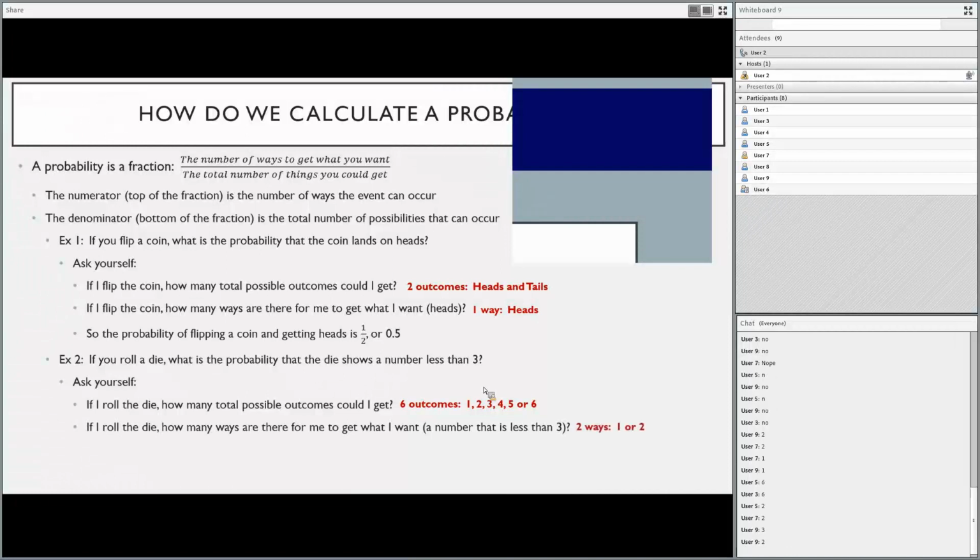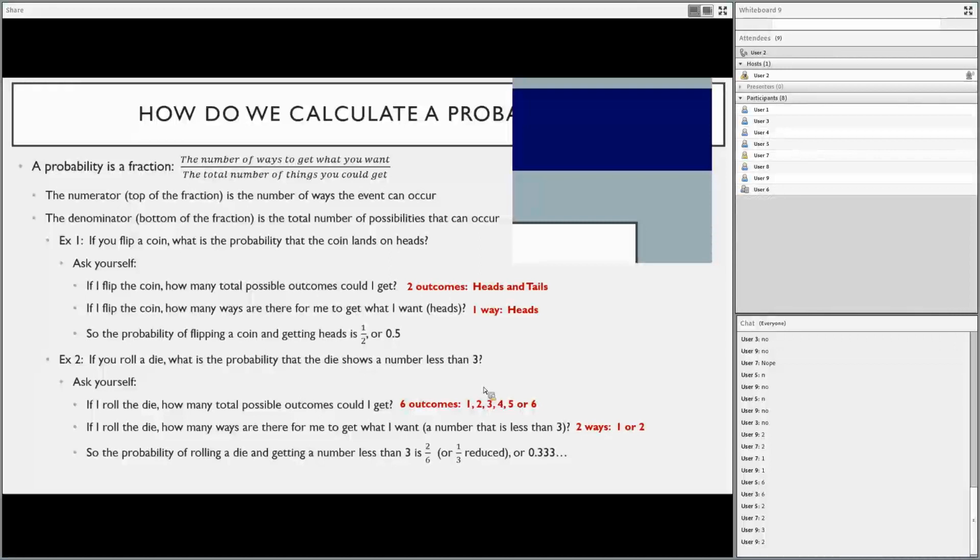Okay, so how many ways can I get what I want? Remember, I wanted a number less than 3. So it's going to be 2, because I said less than 3. That means the 3 itself is not included. So there's 2 ways. I could roll a 1 or I could roll a 2. And then if I apply my formula, the probability of rolling a die and getting a number less than 3 is 2, the number of ways I could get what I wanted, over 6, the number of ways I could get anything in this situation. So 2 out of 6, which is 0.333 repeating as a decimal.